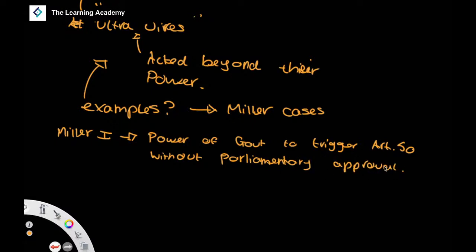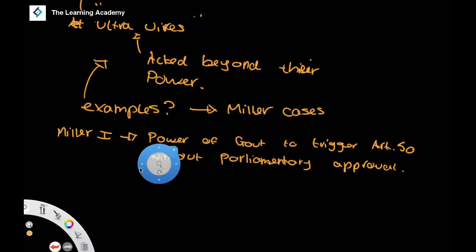Now, the Supreme Court ruled unanimously, I believe, that this power would in fact cause a change in the law. There would be a change in the law if this was to take place, and only Parliament can allow for changes in the law. Therefore, it needed parliamentary approval.